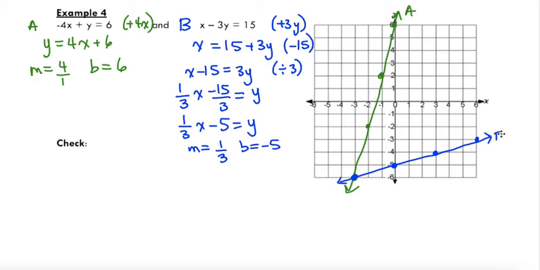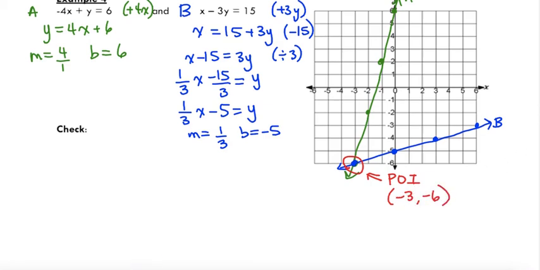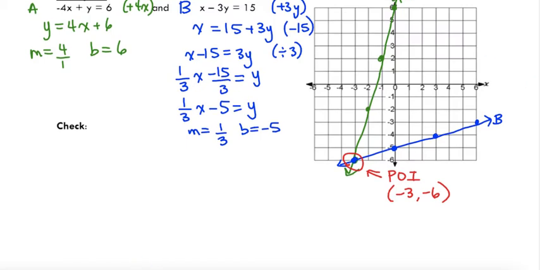I'm going to label this one B, and identify my point of intersection from my graph, which is right here. So my point of intersection has the coordinate of negative 3, negative 6. And I'm going to confirm that by doing my left side, right side check for both equations.